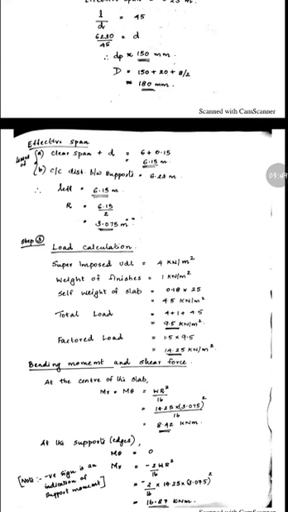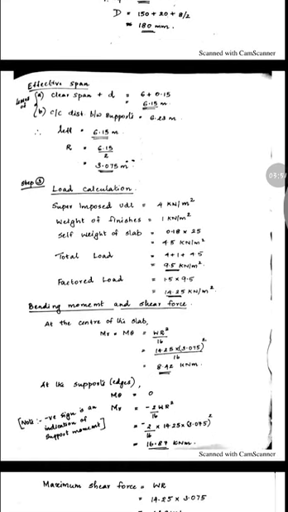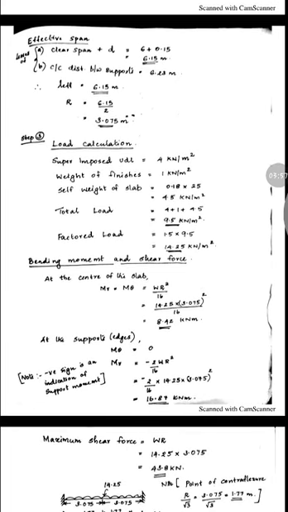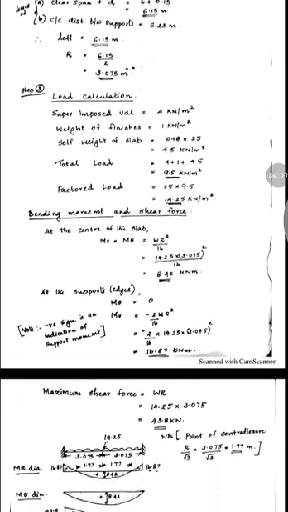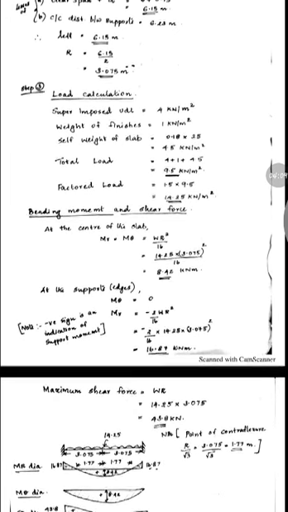And now next we have to find out the effective span: clear span plus effective depth, or center to center distance between the supports. So L effective equal to 6.15, the lesser of these two. From this, R equal to 6.15 by 2, that is 3.075. And next is step number 3, load calculation.